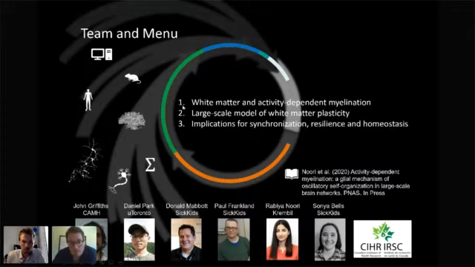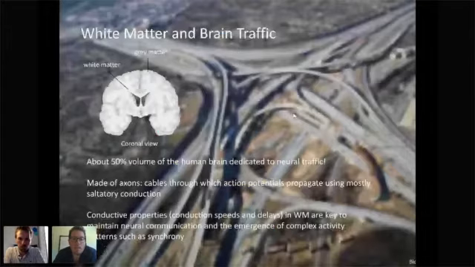And so today, this is the menu of my small talk. First of all, I'm going to talk about white matter and activity-dependent myelination, then talk about the development of a large-scale model of white matter plasticity, and then talk about how this model can help us understand a bit more about global synchronization, and maybe some things about resilience and brain homeostasis.